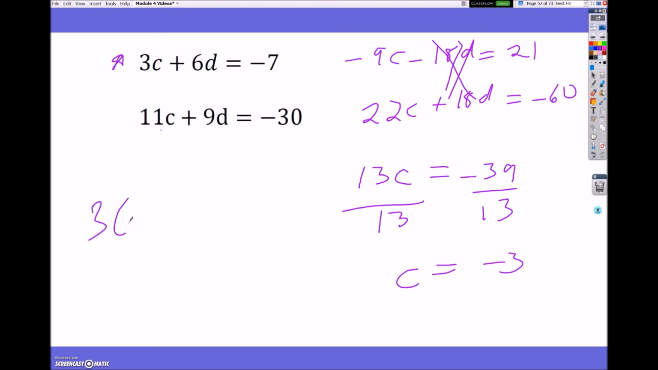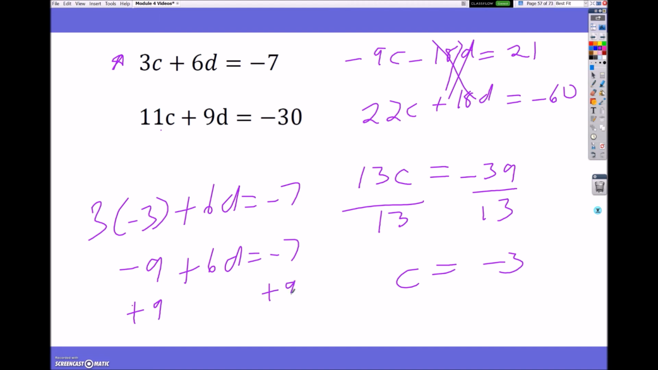So it's going to be 3 times -3 plus 6d equals -7. This will give me -9 plus 6d equals -7. And I'm going to add 9 on both sides in order to get 6d is equal to +2. So when I divide both sides by 6, I'm going to get d equals 1/3. So the point where these intersect is (-3, 1/3).